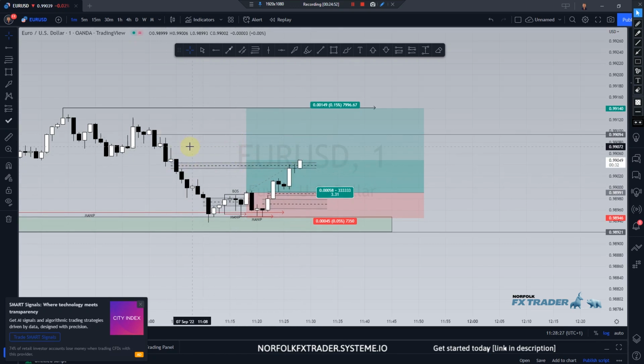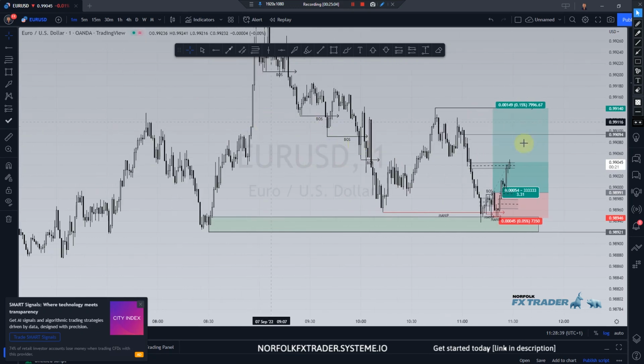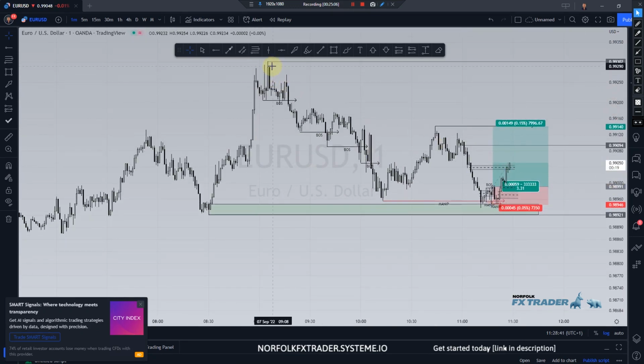If we push and close through this level, I'm expecting price to go up to here. Then the previous highs and this high. And if we continue to break this high, that is going to show you the market may want to go up to the previous high, continuation in this trend.